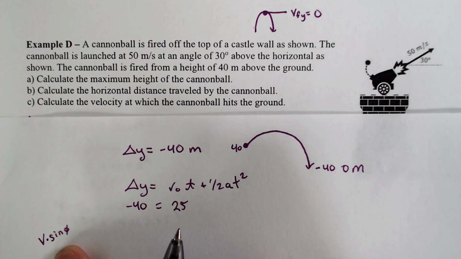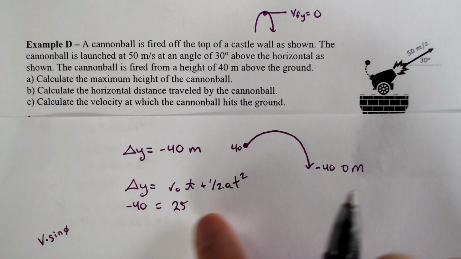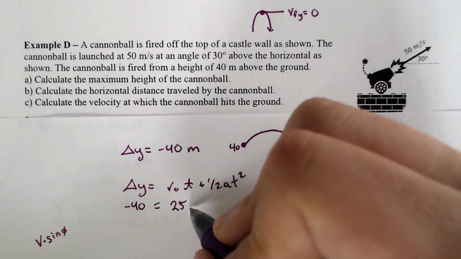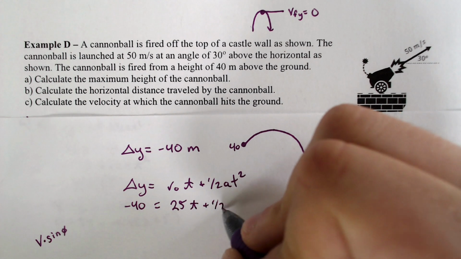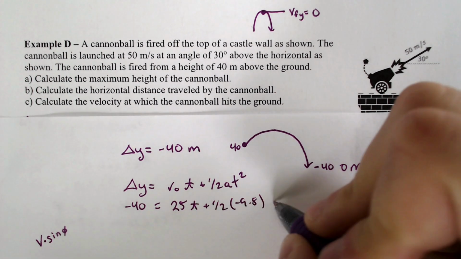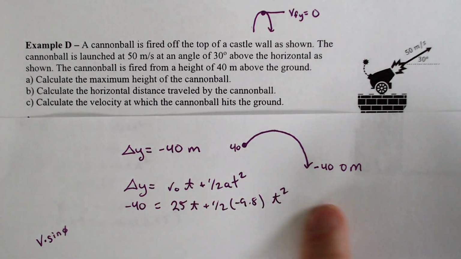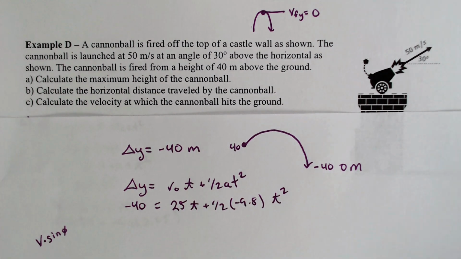1/2 sine of 30 is 1/2 times 50, which ends up being 25 times t. We don't know t. Plus 1/2 times negative 9.8 times t squared. We could solve this equation. You can use a quadratic solver, you could use the quadratic formula, you could do a whole bunch of things. I am going to type it in my graphing calculator as quick as humanly possible to not waste your time.